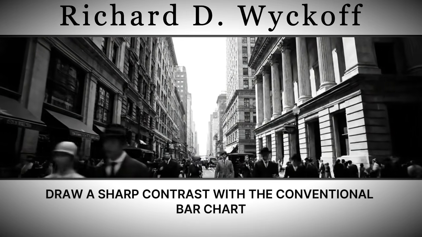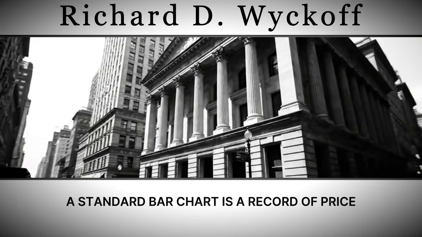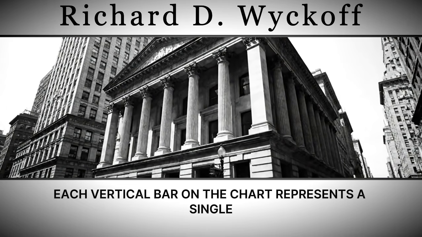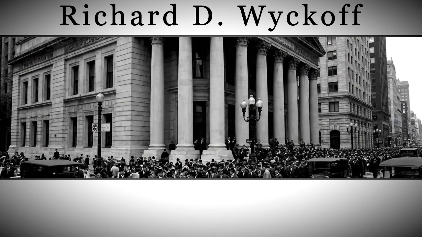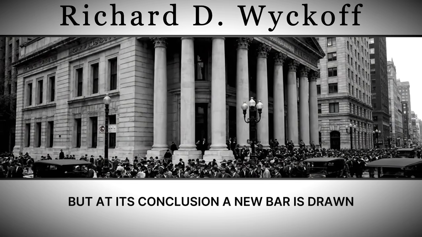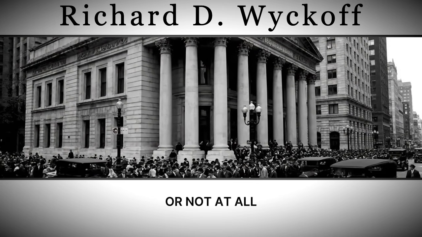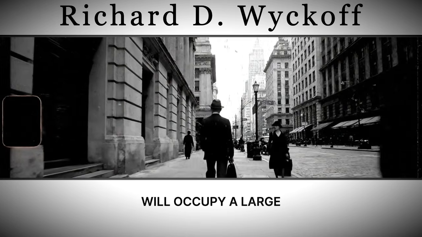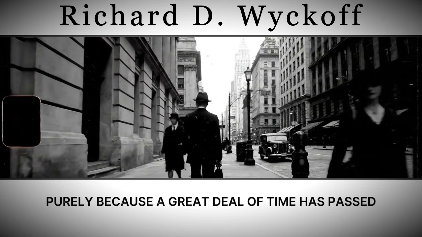Let us first draw a sharp contrast with the conventional bar chart. A standard bar chart is a record of price plotted against a constant interval of time. Each vertical bar on the chart represents a single fixed period, be it 1 minute, 1 hour, 1 day, or 1 week. A great deal of activity can occur within that single time period, but at its conclusion a new bar is drawn, regardless of whether the price has moved significantly or not at all. This means that a long period of sideways, meaningless price action will occupy a large and visually prominent space on a bar chart, purely because a great deal of time has passed.